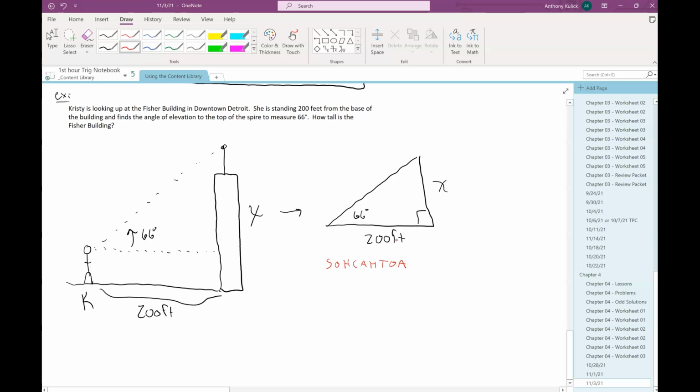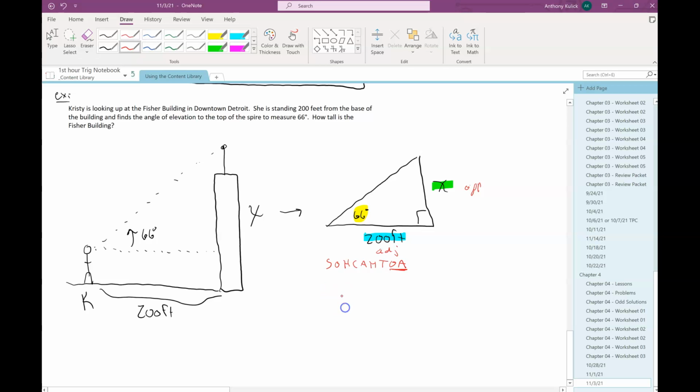Since it's a right triangle, I can just use SOHCAHTOA. Relative to the angle that I know, I have the adjacent side, and I'm looking for the opposite side. So which of the three trig functions do I want to use? Sine, cosine, or tangent? I know the adjacent. I'm looking for the opposite. I'd want to use tangent, right?